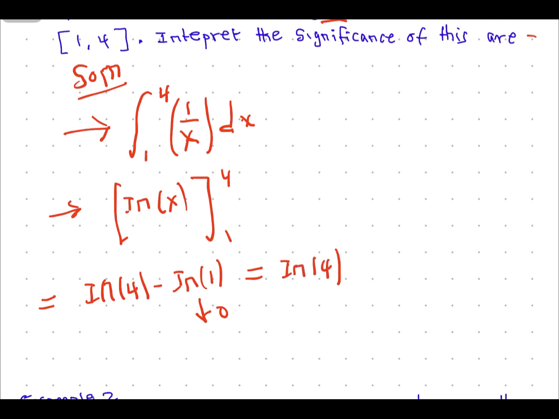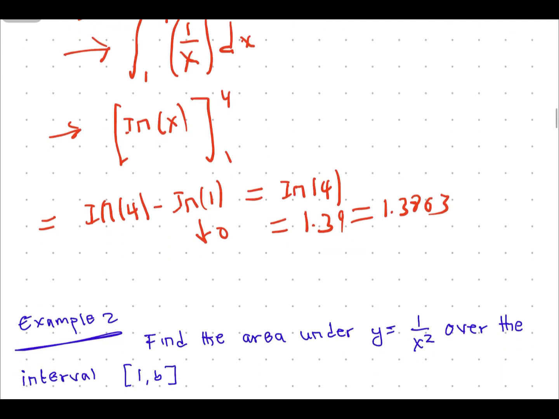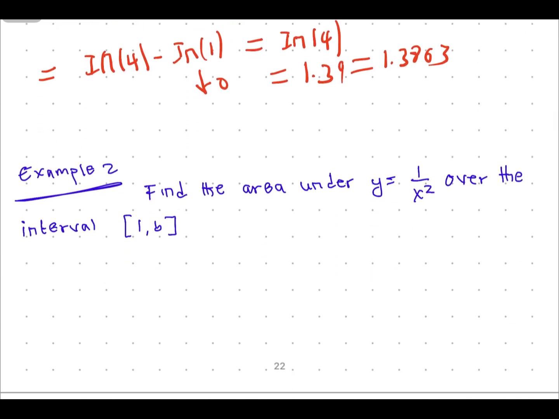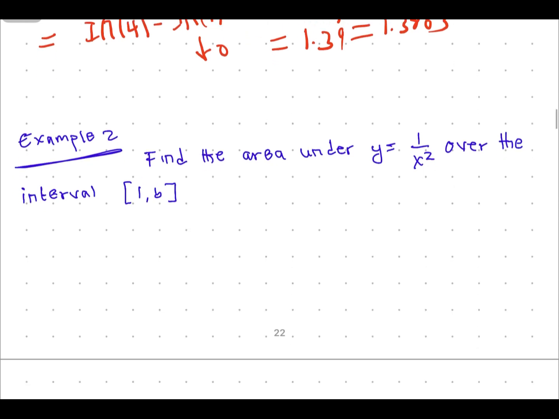So when you take your calculator to type ln of 4, you are supposed to get something like 1.39 as an approximation, or you can write it to four decimal places, which is 1.3863. Let's look at the last example as we remind ourselves of area as an antiderivative, so that we can move ahead to the different applications of definite integrals. The last example is that we should find the area under y equal to 1 over x squared over the interval 1 to b.